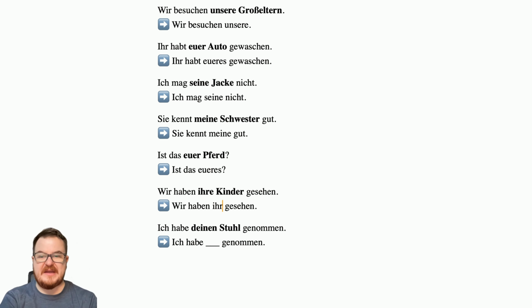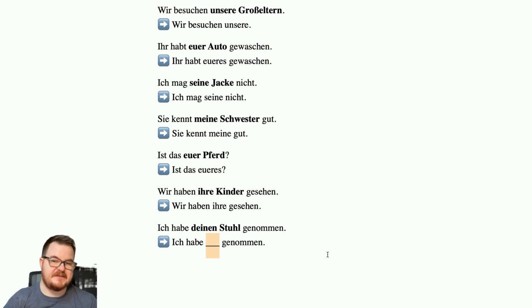So we start off with our base, ihr, and then we think, okay, Kinder is plural. And in this case, it's accusative. So we stick an e on the end. Ihre. Wir haben ihre gesehen. And then we come to our last one. Ich habe deinen Stuhl genommen.